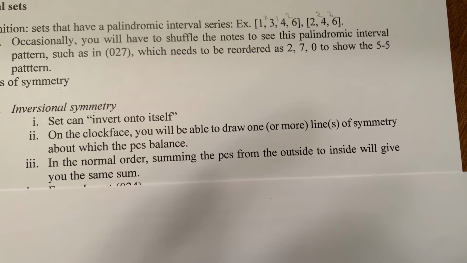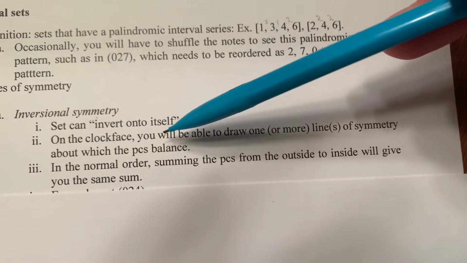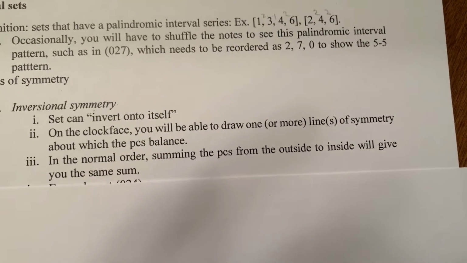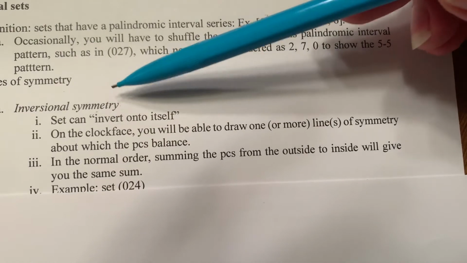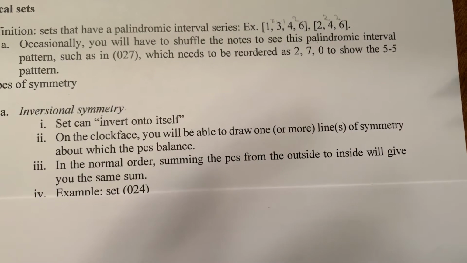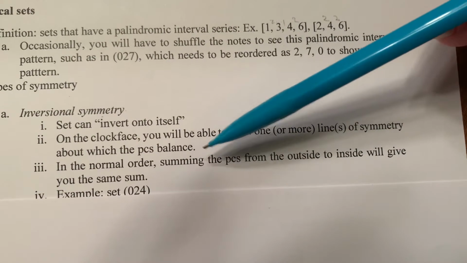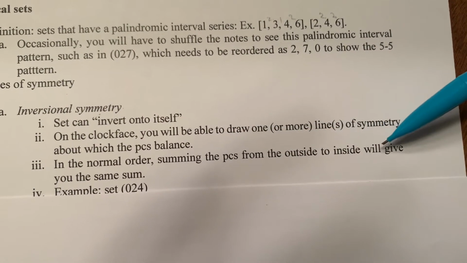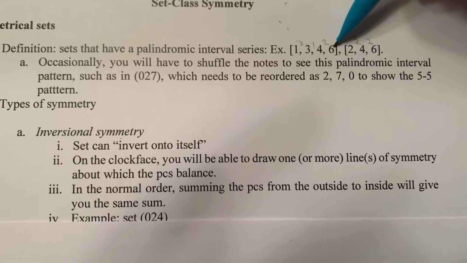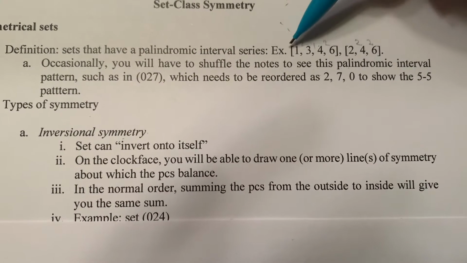I wouldn't worry too much about that, though. I would think more about how many lines of symmetry you can draw. On the clock face, you will be able to draw one or more lines of symmetry about which the pitch classes are balanced. That would be, to me, the big giveaway for inversional symmetry, just like we did with Bartók. Also, the normal order might give some things away. If you sum the pitch classes from the outside to the inside, you'll get the same sum. Right up here, 1 and 6 sum to 7, 3 and 4 sum to 7. So that tells you that you have a symmetrical set class.